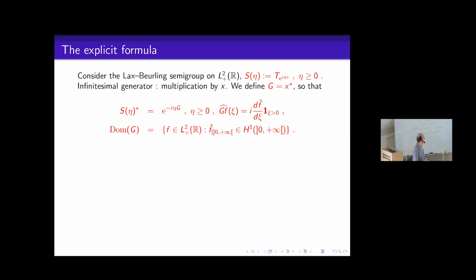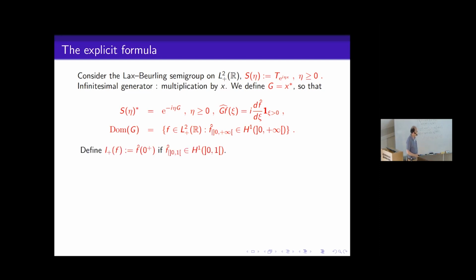If you were in the domain of X, you would be in L1, so the Fourier transform would be continuous. So it would be 0 at xi equals 0, since it's 0 for xi negative. But in this domain, the Fourier transform can be 0 on one half line, and something else on the other. And G is just the derivative of that part on the other.